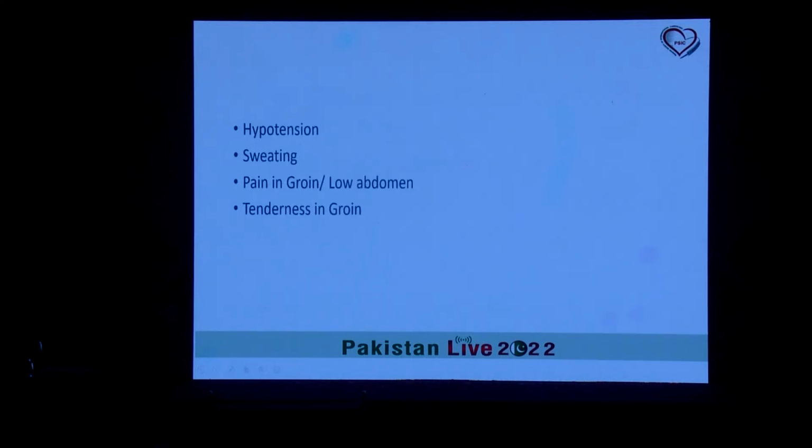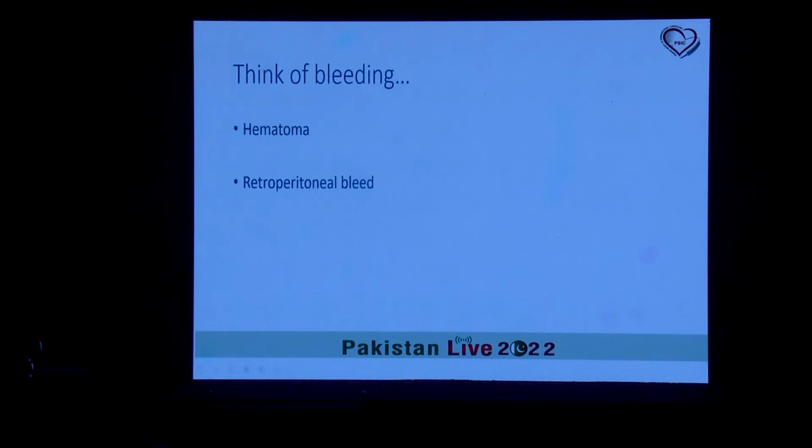But the most important complication is when someone says that the patient has hypotension, sweating, pain in the groin or low abdomen, and tenderness on the groin. Two options: hematoma at the site of puncture or retroperitoneal bleed.